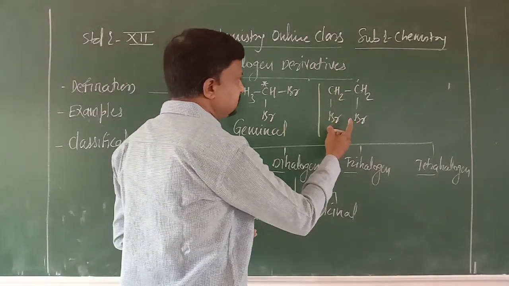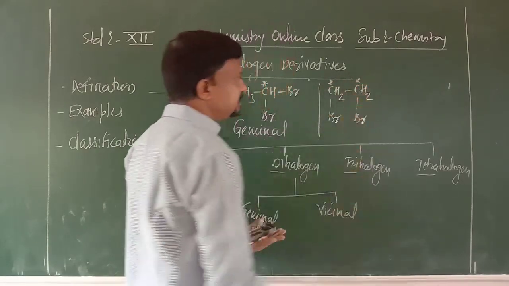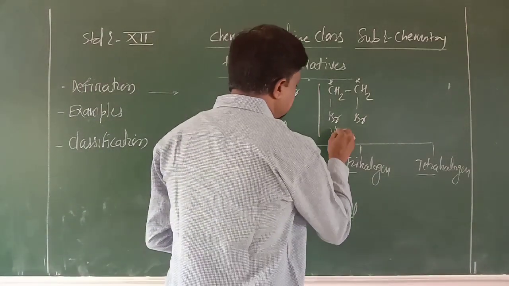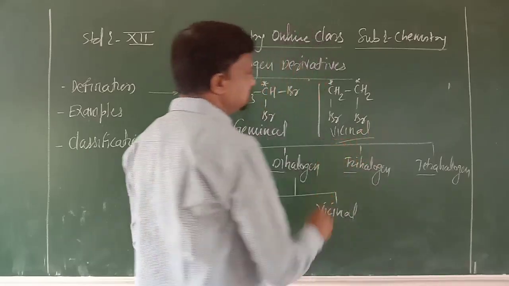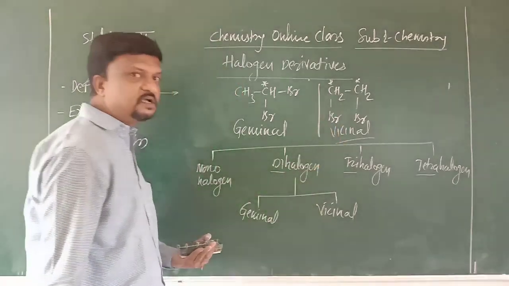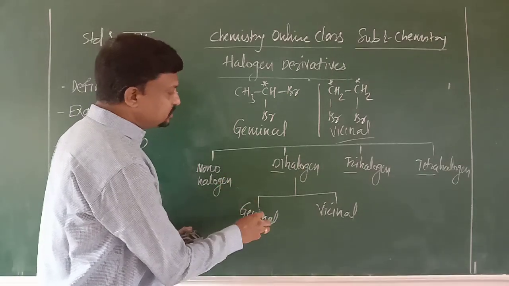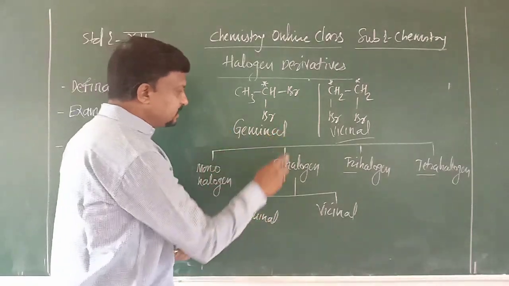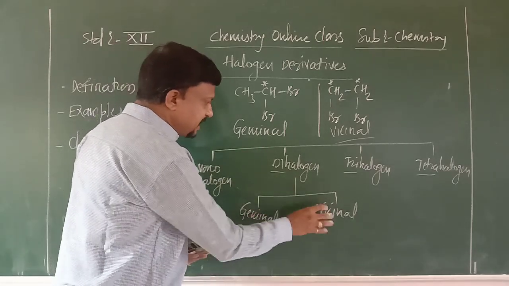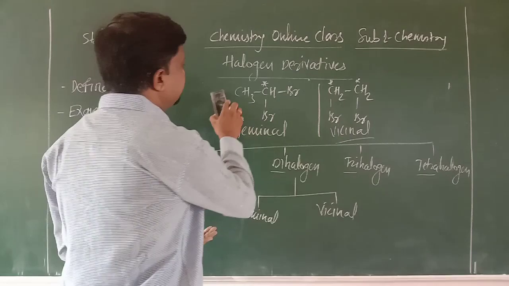And in the second example, what will be observed? Both the halogen atoms are present on different carbon atoms. They are adjacent carbon atoms but different carbon atoms, and that's why such a compound is said to be the vicinal dihalide. So one is called geminal, and the second is called vicinal dihalide. These are the classification of dihalogen derivatives: they are classified into two main types, geminal and vicinal dihalides.